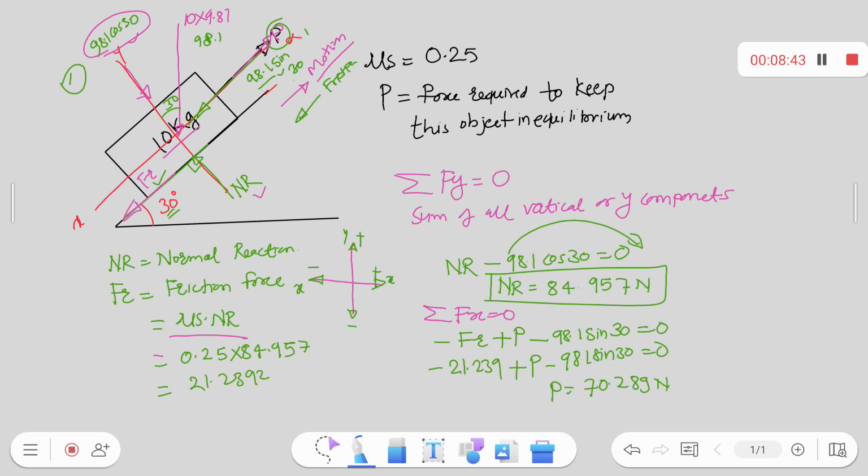So dear, these are the steps to complete your problem when they ask to find the force P. The question is: what is the force required to keep this block in equilibrium? That force we got, P equals 70.281 N. In this way you can solve the block friction problem. Thank you.